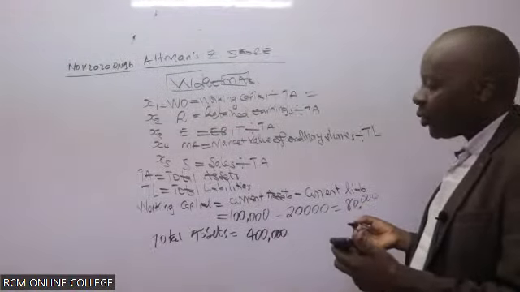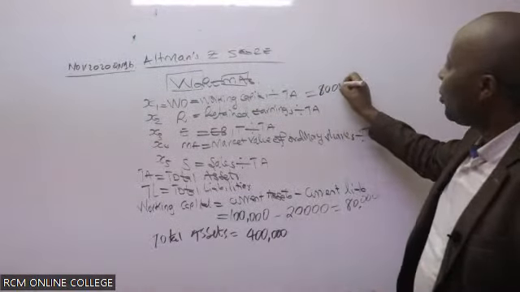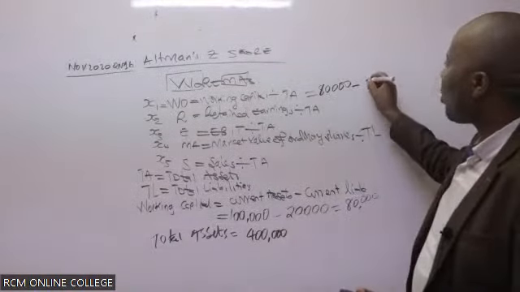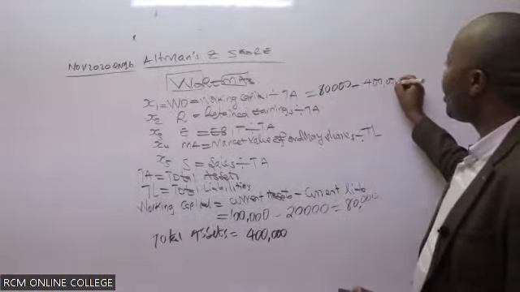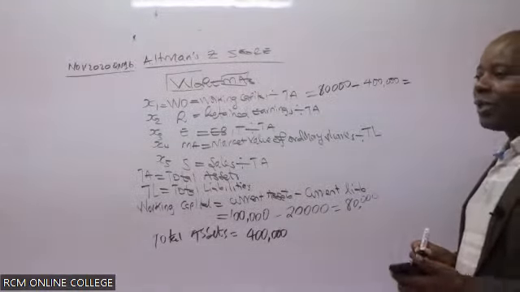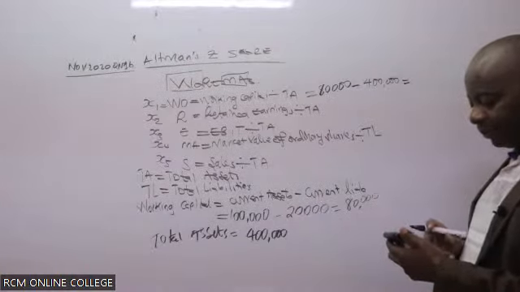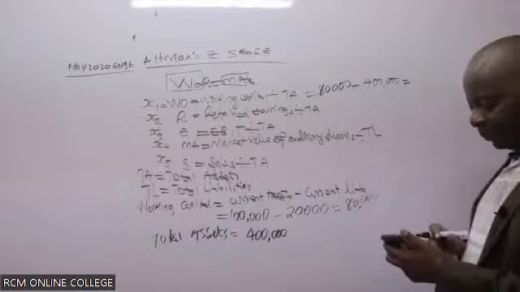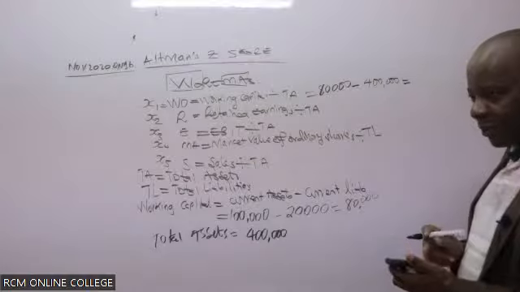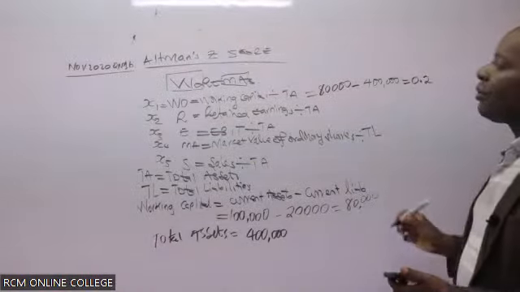So the X1 ratio here will be the working capital that we have, 80,000, divided by the total assets, which are 400,000. So you're able to give me these figures quite fast. 80,000 divided by 400,000. Phoebe tells me 0.2. Thank you very much. 0.2.